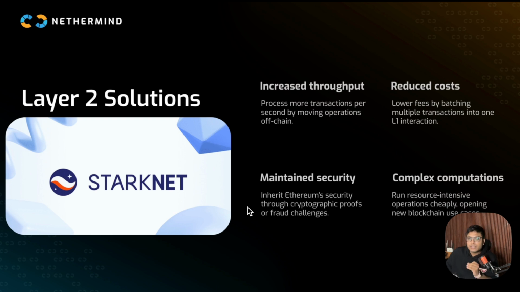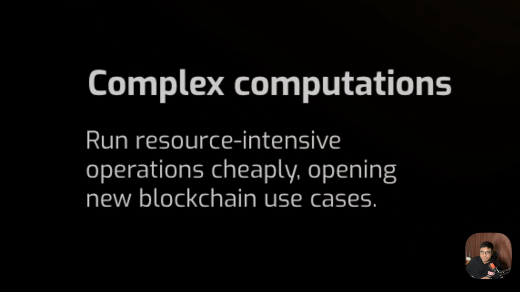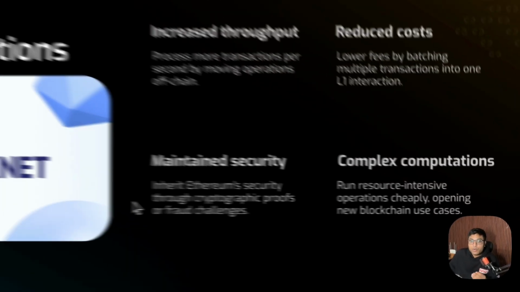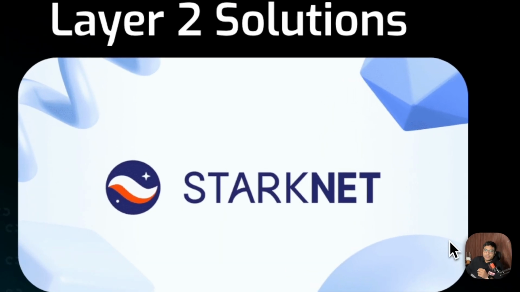Finally, and perhaps the most exciting one, is that they enable us to do complex computation on chain. This means we can now run resource intensive operations cheaply, opening up entirely new blockchain use cases, which still need to be explored. So StarkNet as a ZK rollup takes these benefits even further.